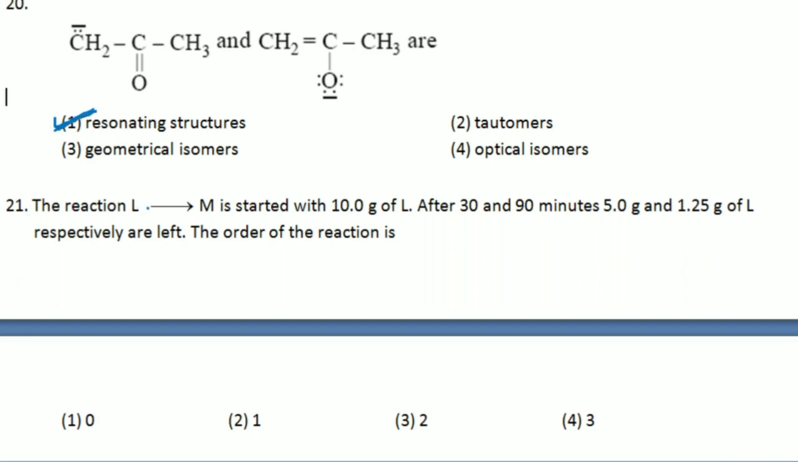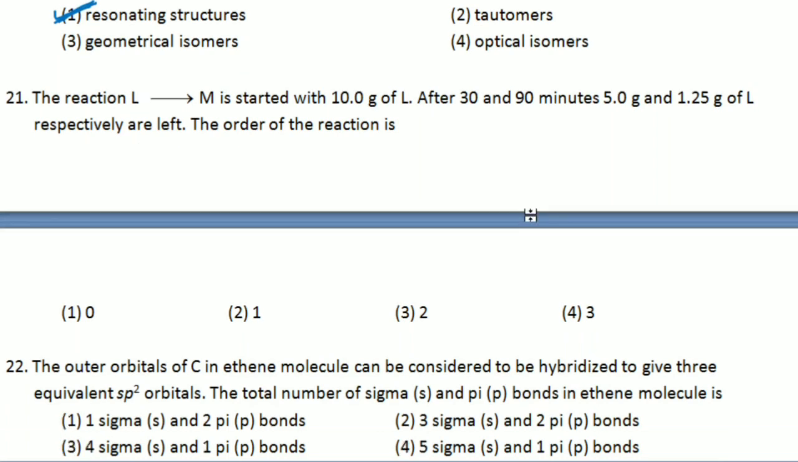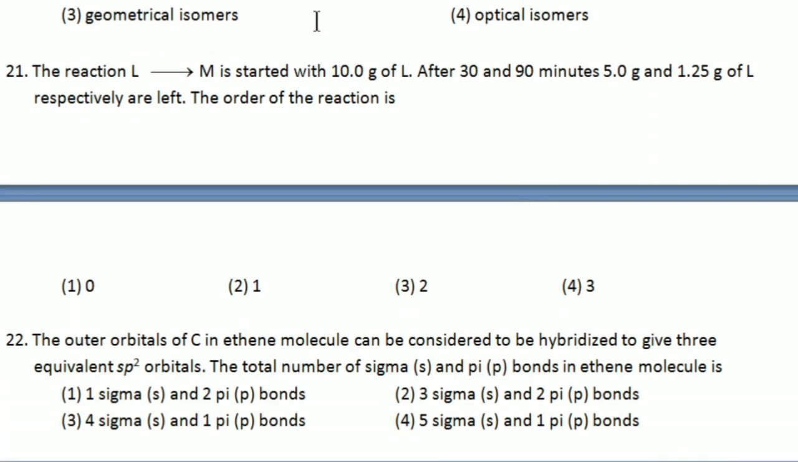21. The reaction L gives rise to M, started with 10 grams of L. After 30 and 90 minutes, 5 gram and 1.25 gram of L is left. The order of the reaction is? So here it is a very simple question actually. Here you can see I have 10 gram initially, then converted into 5 gram, then converted into 2.5 gram, then converted into 1.25 gram.